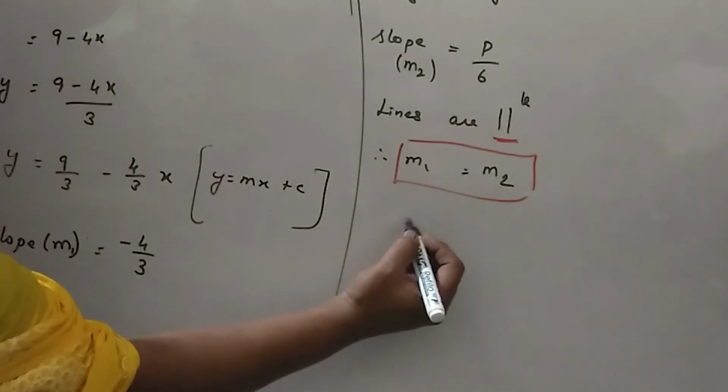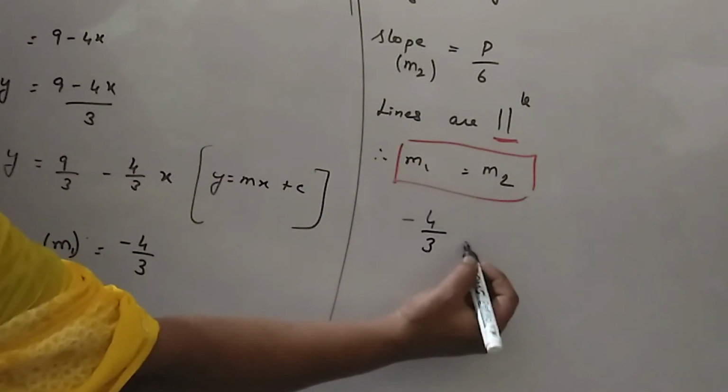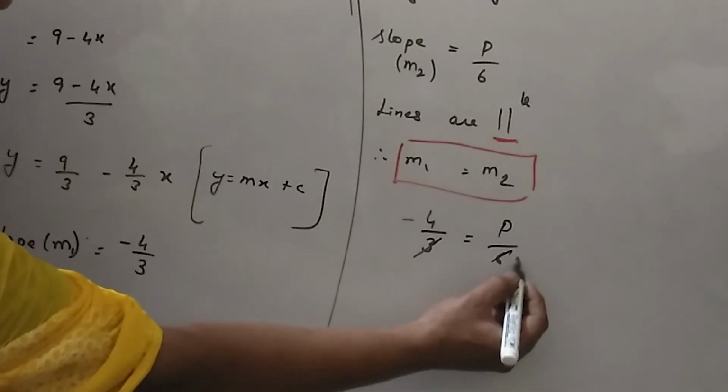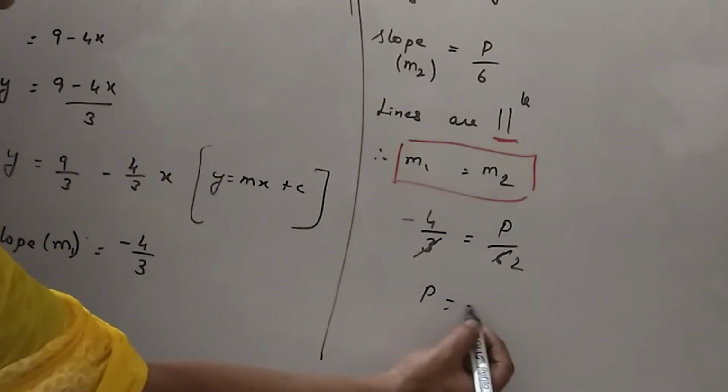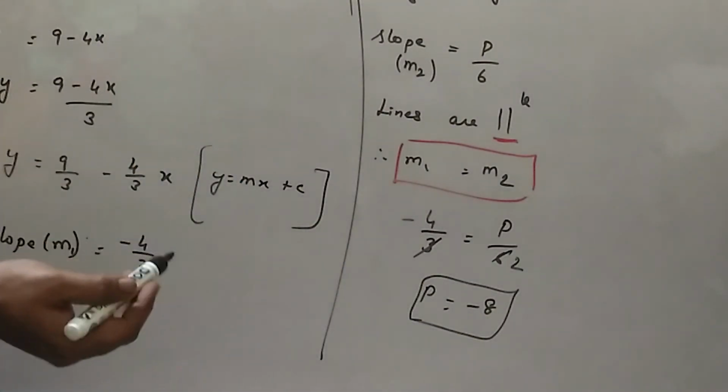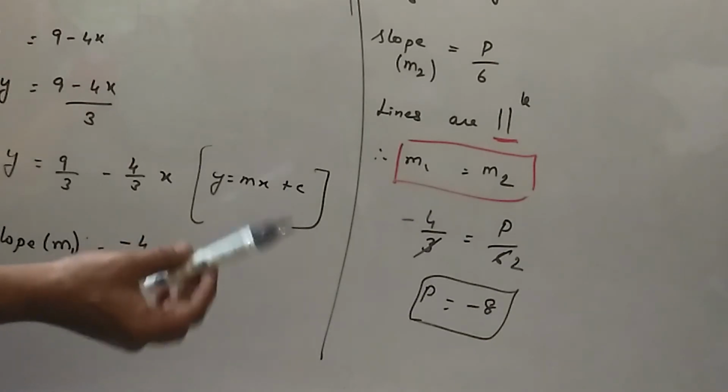So, you will write minus 4 upon 3 is equal to p upon 6. Cancel. So, p is equal to minus 8. What is the answer? p is equal to minus 8.